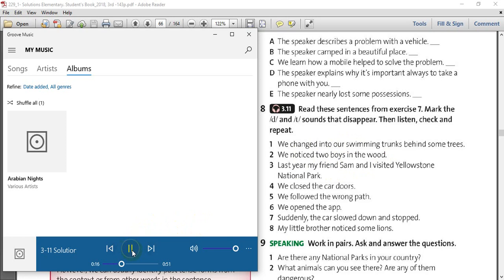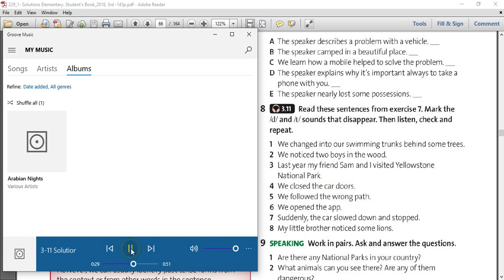Number 3. Last year, my friend Sam and I visited Yellowstone National Park. Here, last year. Here we have T. Last year, my friend Sam. Friend Sam. And I visited Yellowstone National Park. Number 4. We closed the car doors. We closed the car doors.